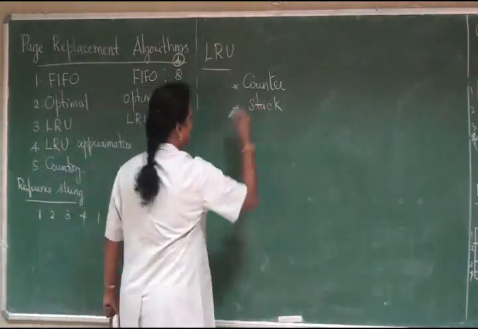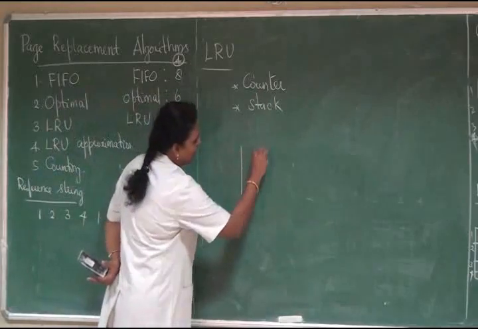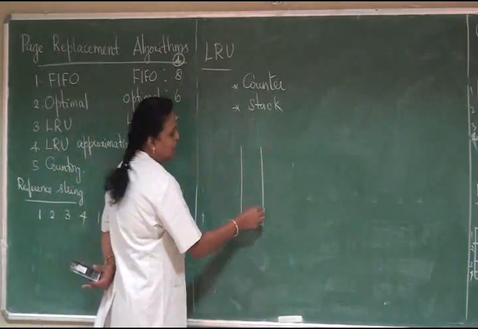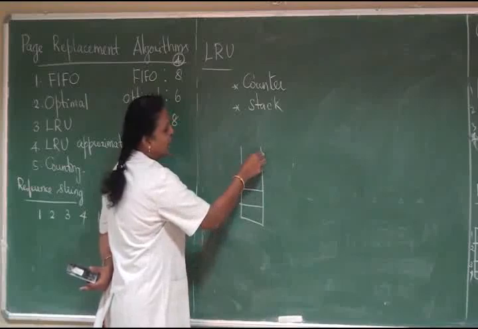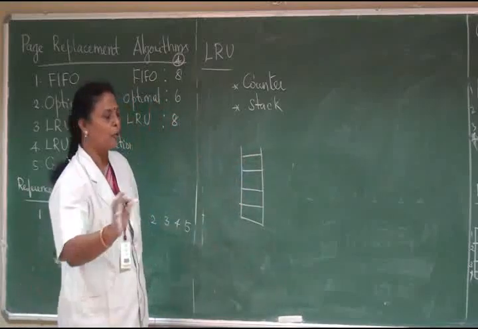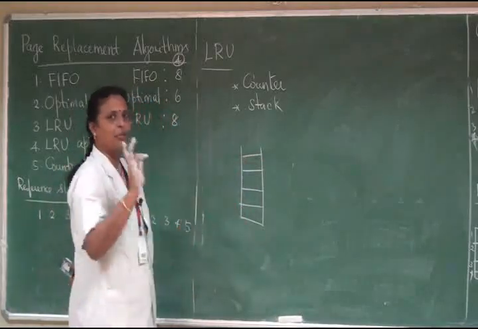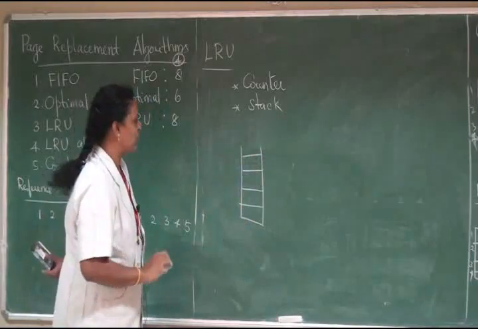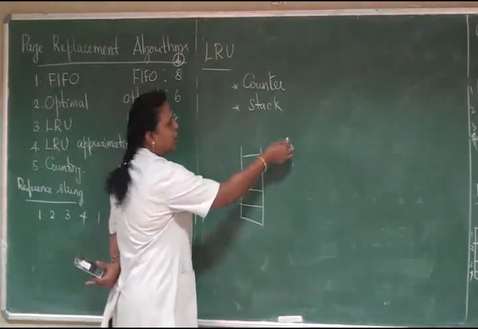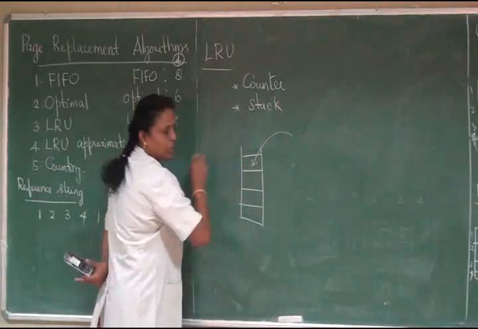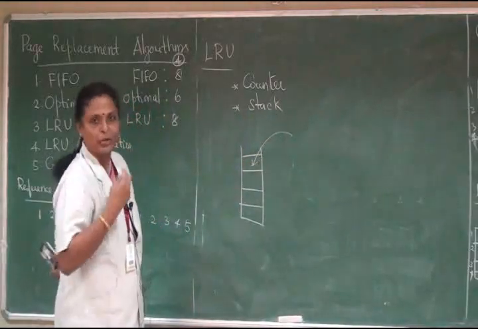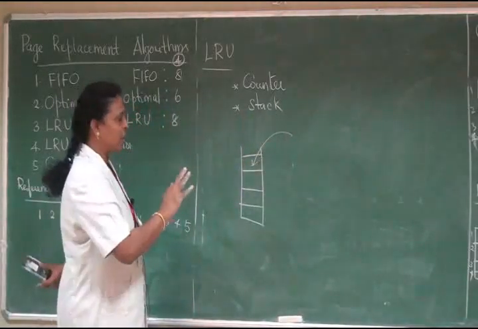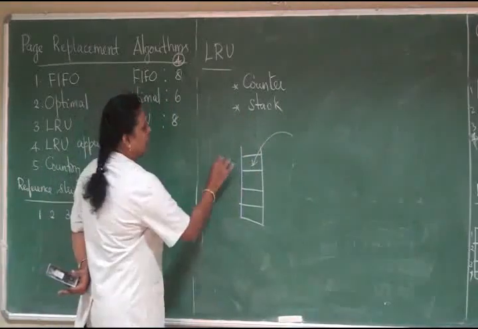The next one is stack. We can maintain a stack. Suppose the number of frames allocated for a particular program is 4, we can maintain a stack with 4 elements, and whenever a new page is loaded into the physical memory or whenever we access a particular page, that page should be available at the top of the stack.